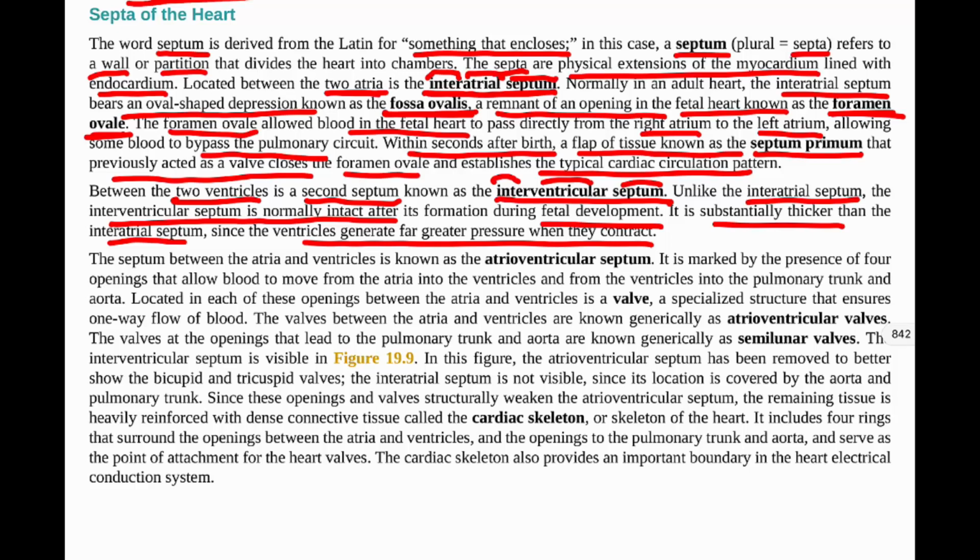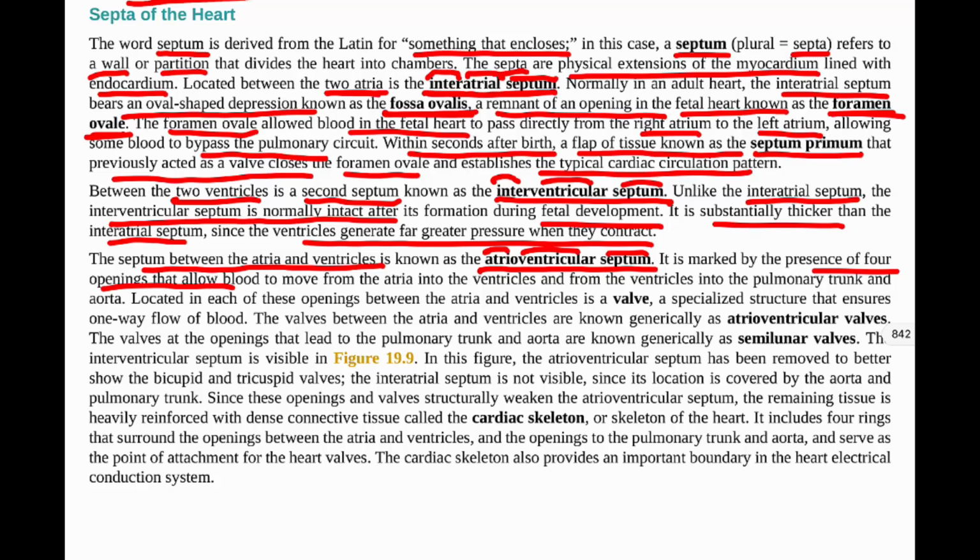So atrium, ventricle, wall, so between the atrium and the ventricles, is marked by the presence of 4 openings that allow blood to move from the atria into the ventricles, and from the ventricles into the pulmonary trunk and the aorta. So those are our valves that we're going to talk about.